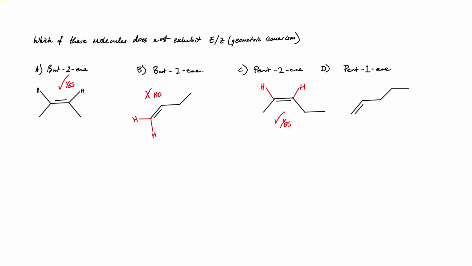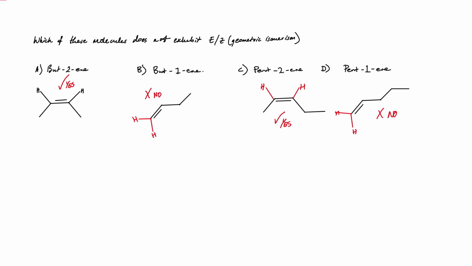Now, last but not least, we've got pent-1-ene, and again we've got a similar situation to B, because the double bond is at the end. You've got two hydrogen atoms, and again, you shouldn't be drawing these, but you should know that they are there. They're two of the same atoms attached to the same carbon on one side of the carbon-carbon double bond, so it doesn't exhibit any EZ isomerism. So this is a no. So there were two molecules here that didn't exhibit any EZ isomerism.